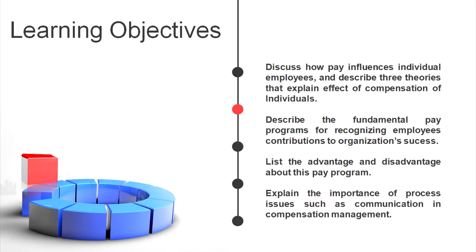To start with, we need to know first the learning objectives for this chapter. First, to discuss how pay influences individual employees and describe three theories that explain the effect of compensation on individuals. Second, describe the fundamental pay programs for recognizing employees' contributions to organization success. Third, list the advantages and disadvantages of these pay programs. And the last one is, explain the importance of process issues such as communication and compensation management.